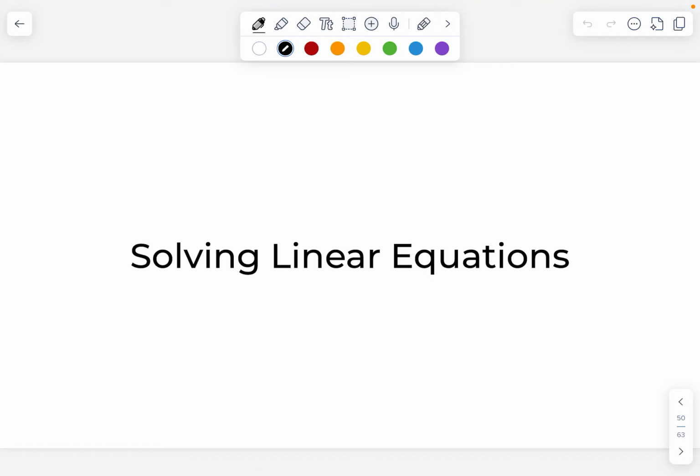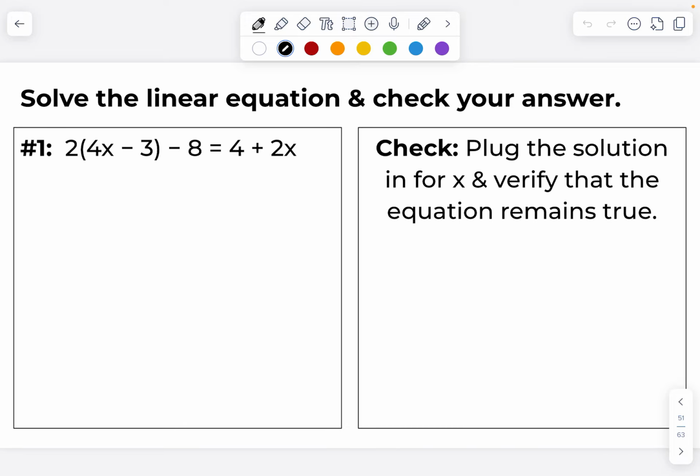In this video, we are going to solve linear equations. These are going to be situations where we have an equal sign and an x, and we want to get it to be x equals some number. Here is the first example we're going to do together.